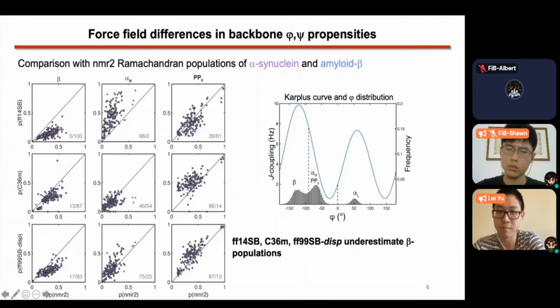So when we look back at the Karplus curve, that makes sense, because the region you are underestimating, the beta region, gives you in general the highest J-coupling. So that's why we are seeing the underestimation in the J-coupling earlier.